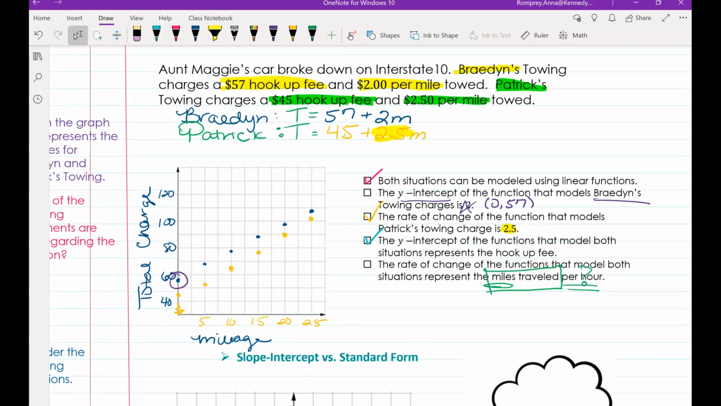So these are both linear models. Our hookup fee, so when you have an initial amount or initial fee that you're charged, that's going to be your y-intercept. And then from that y-intercept, we're adding on depending on what our rate of change is. So that just shows how much we either increase or decrease at a constant rate.